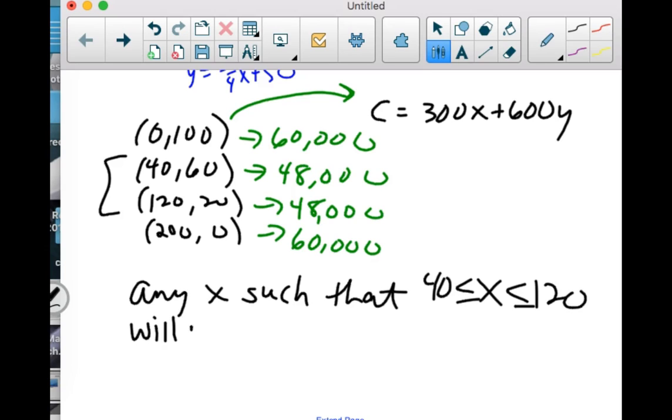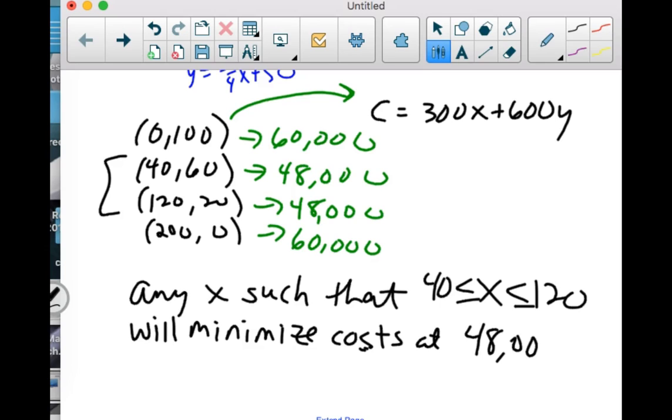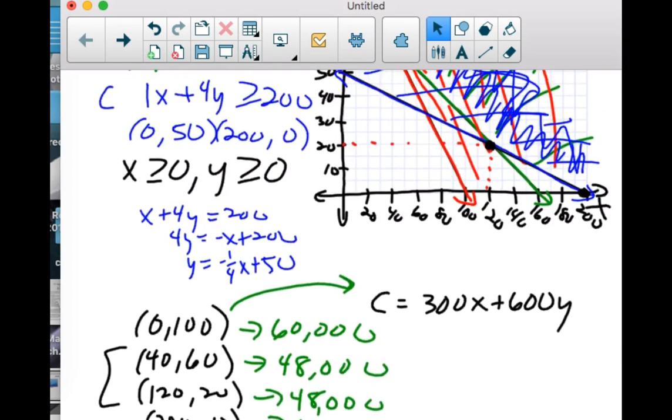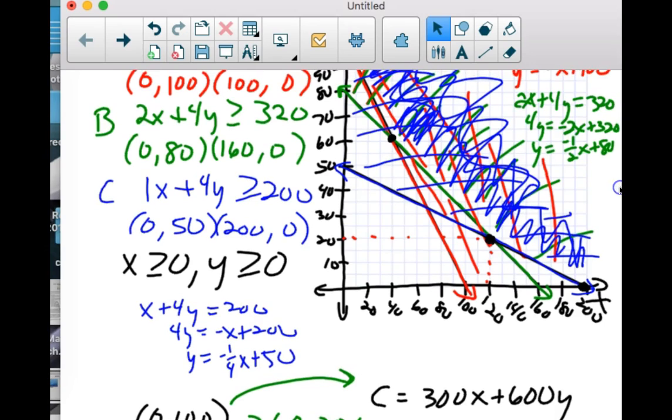will minimize costs at $48,000. And that's because those are our two middle grounds up here, you know, our 40-60 and our 120-20. And anything in between those two, it's on a line.